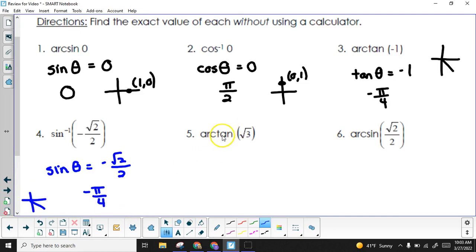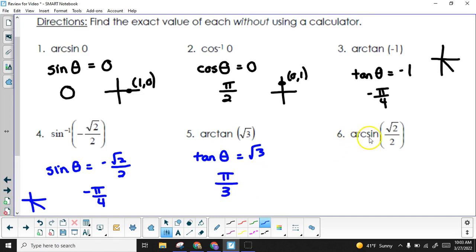For number 5, the arc tangent of square root of 3, it's asking us the tangent of what angle is the square root of 3. And if we know our unit circle values, then we know that that is going to be pi over 3.